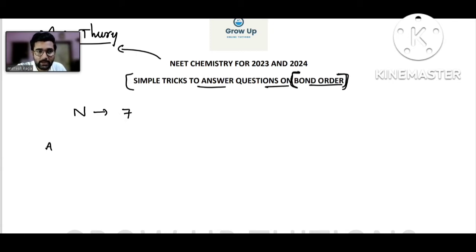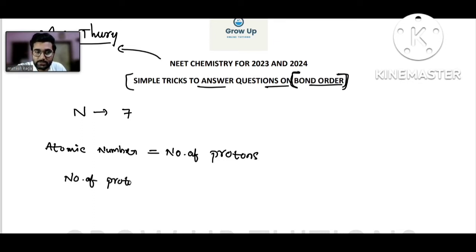We know that atomic number is equal to the number of protons. The atomic number indicates the number of protons present in an element. We know that the number of protons is equal to the number of electrons. So we conclude that atomic number is equal to number of protons, and number of protons is equal to number of electrons. So the number of electrons present in the nitrogen element is 7 electrons.